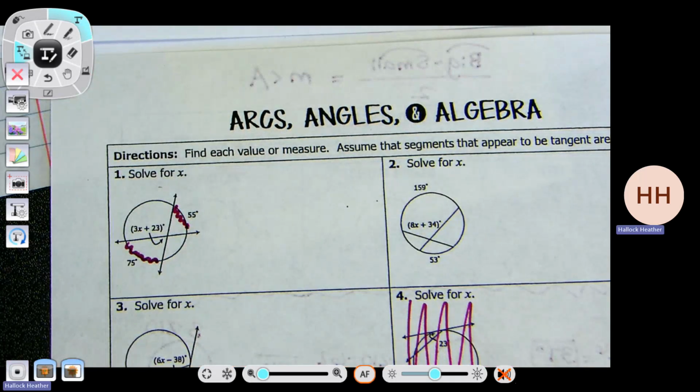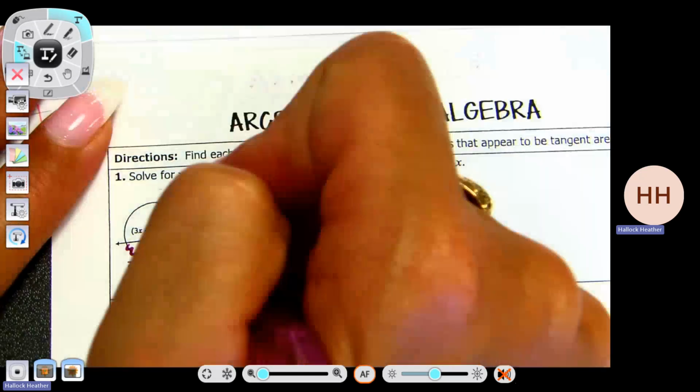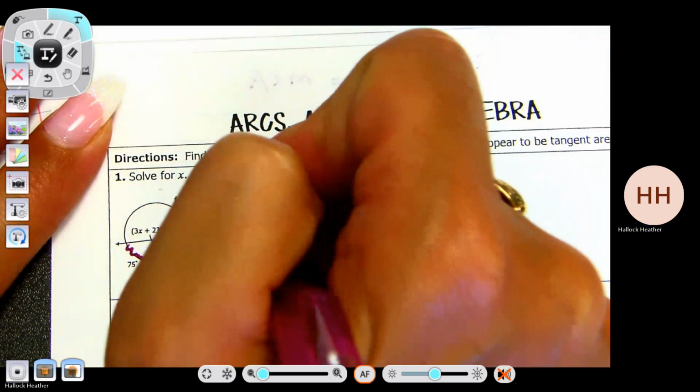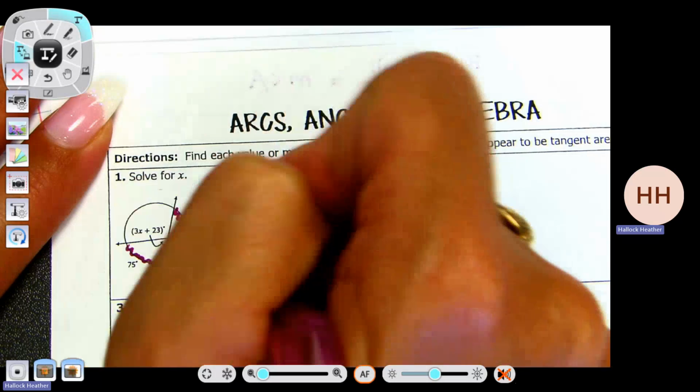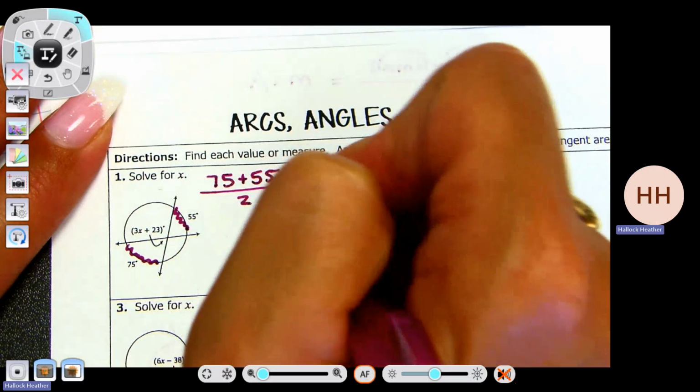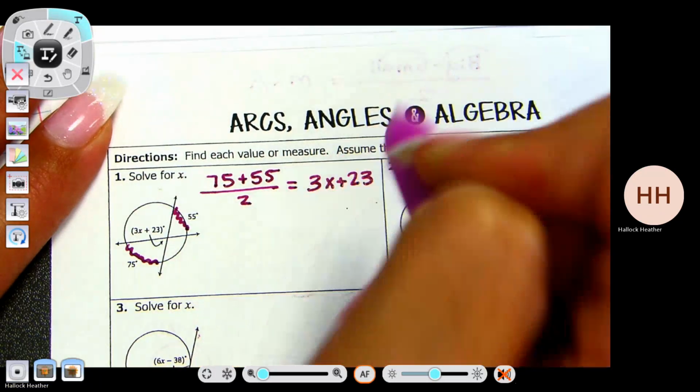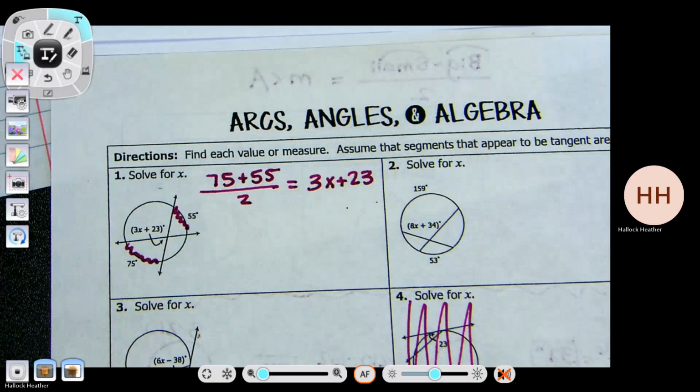They're going to do 75 plus 55. I'll write it out, I guess. You're adding, you're dividing by 2, and it's equal to the angle. So you just need to decide for the problems: are you adding? Are you subtracting? Or are you just dividing by 2?